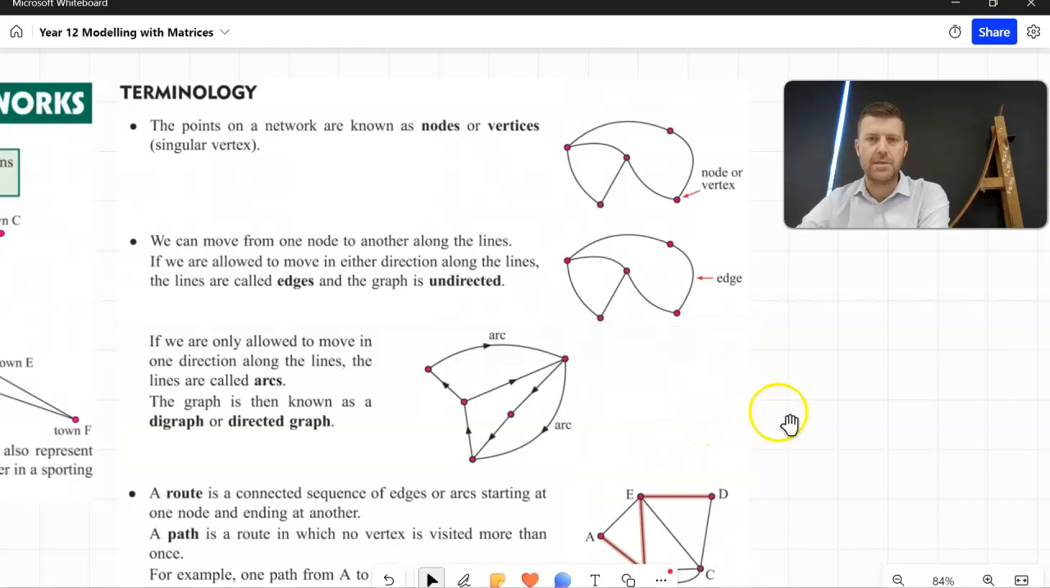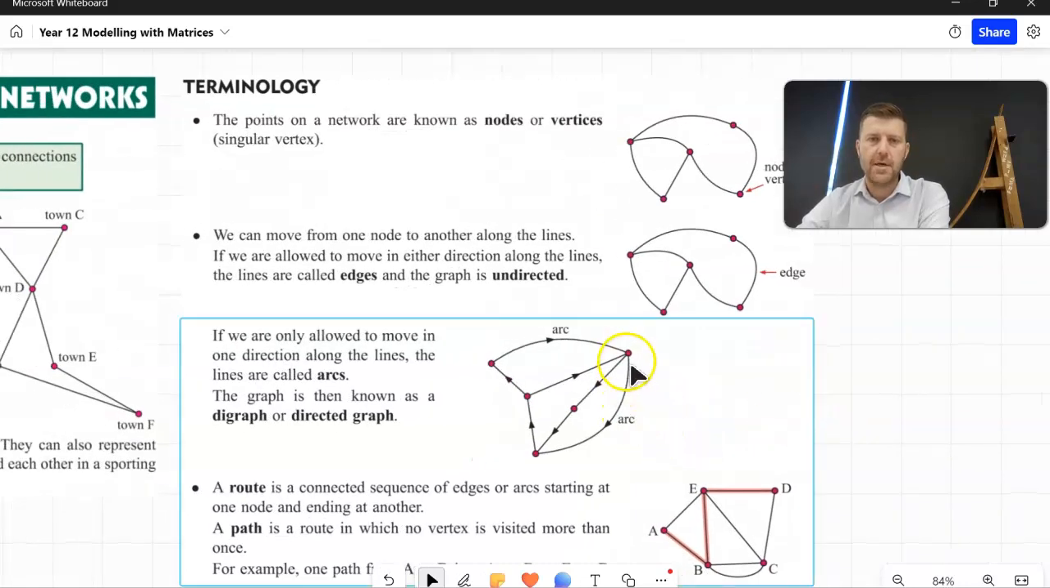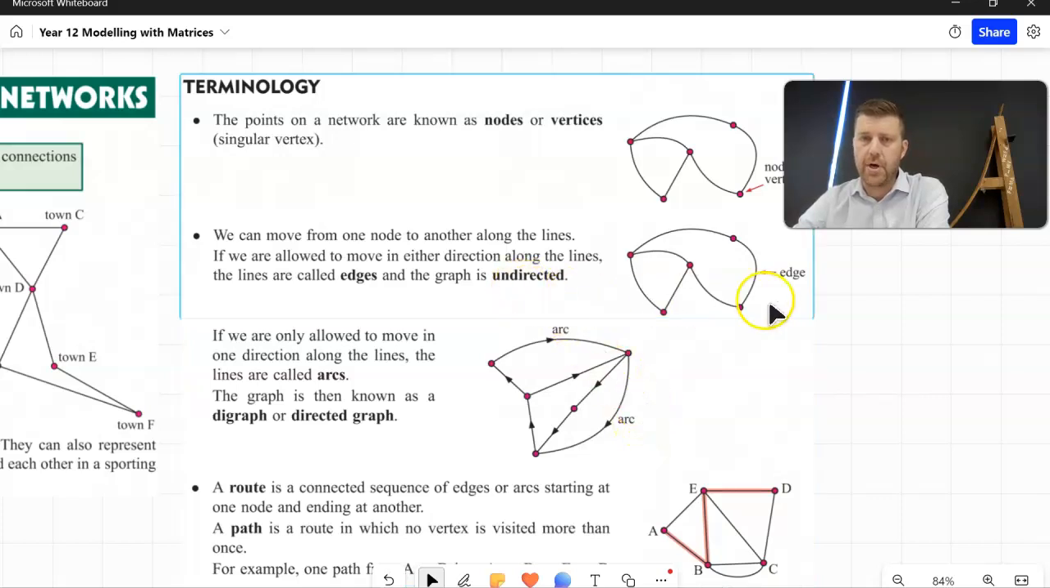Whereas in a directed network or a directed graph, you can see there's arrows here that actually show the direction of flow or travel. So in this case, you can only move from this node to this node in this direction. Okay, you can't travel back in the opposite direction because the arrow is not pointing in that direction. So in a directed graph, we have arcs, and they're represented by arrows on the lines. And in an undirected network, we have edges, and they will not have arrows.